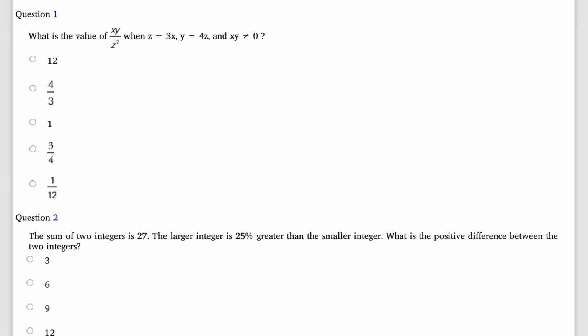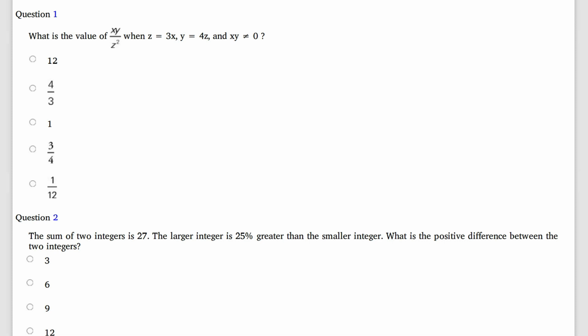But for now, feel free to answer along with me, maybe by pausing the video and seeing what you get first, as I complete these 15 drill questions at the harder level for linear equations and inequalities. Starting with this one. What is the value of xy over z squared when z equals 3x, y equals 4z, and xy doesn't equal 0?